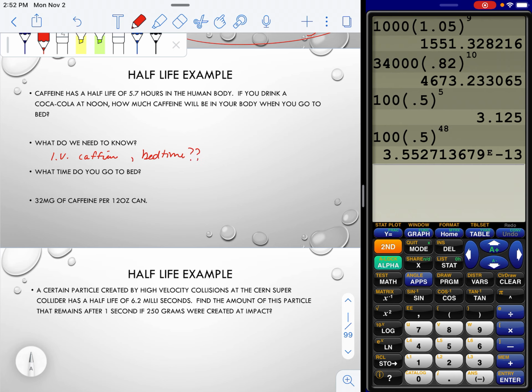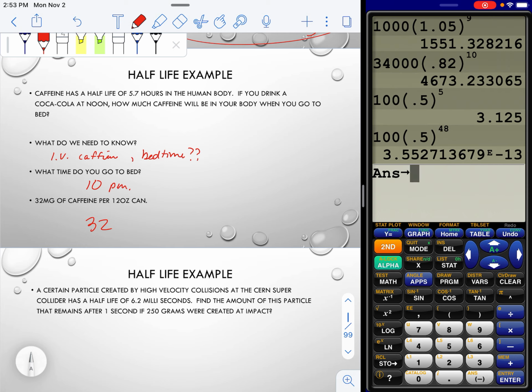We might all answer this a little bit differently because we all might go to bed at different times. I try to be in bed by about 10 p.m. Some of you might be earlier, some of you might be later. We're going to use 10 p.m. for this example. If a 12-ounce can contains 32 milligrams of caffeine, and we drank all that, that's our initial value.